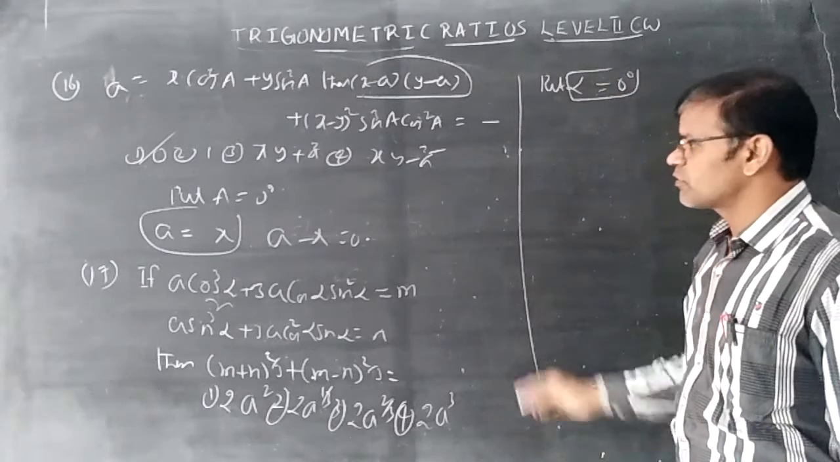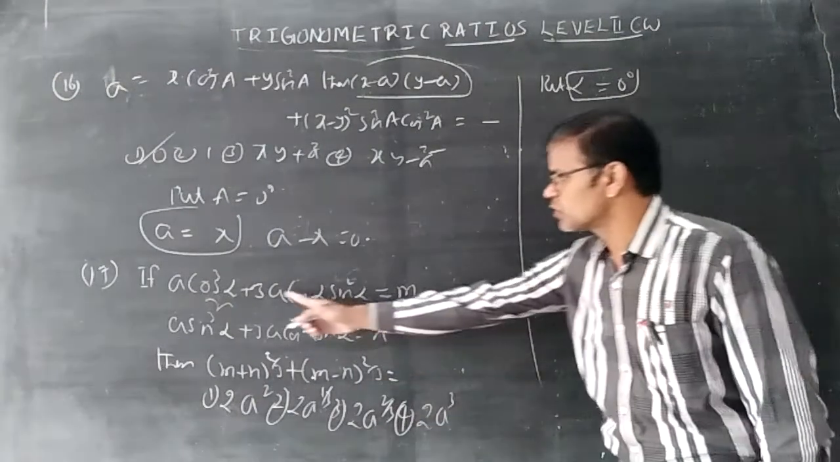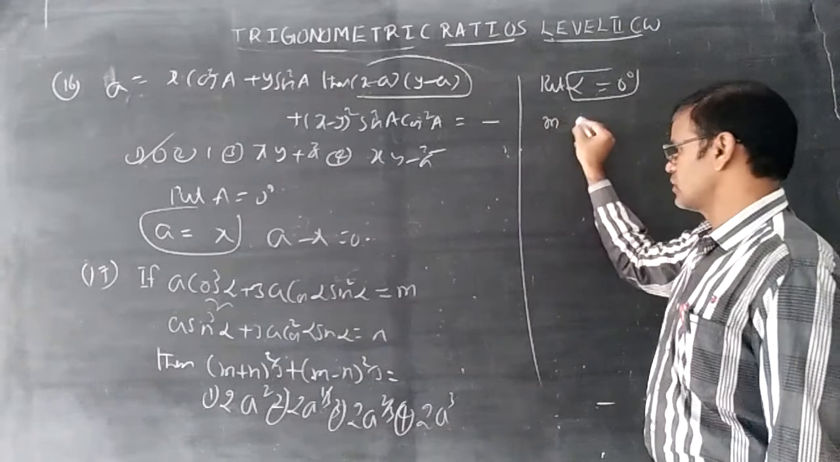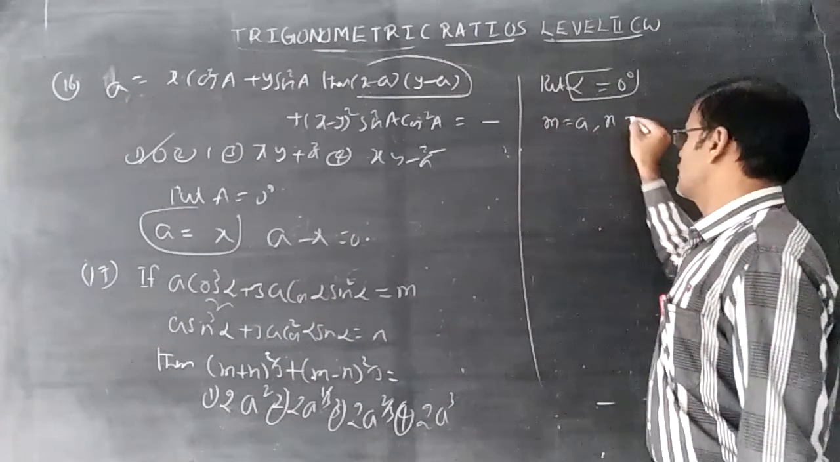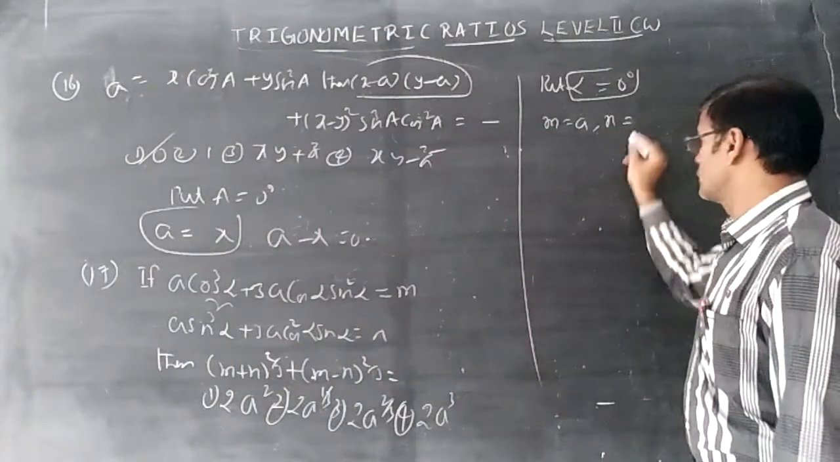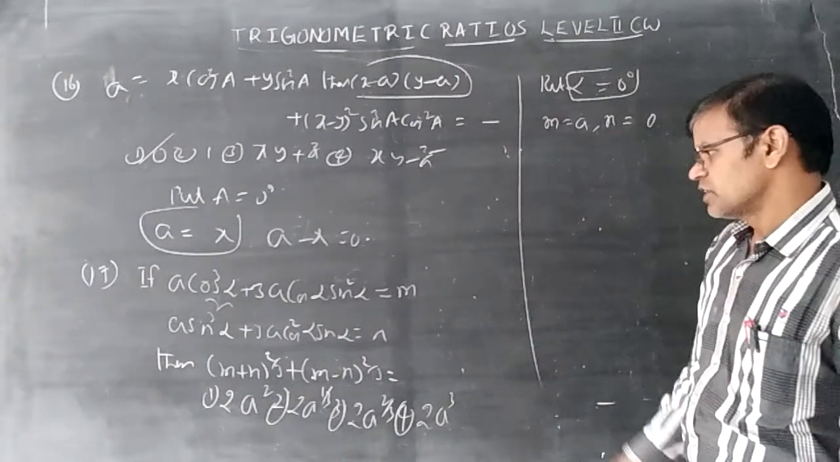Students, you should remember the values. Cos 0 is 1, sin 0 is 0. So we have no need of this one. Simply m is equal to a we got. N is equal to sin 0, 0, cos 0, 0. N is equal to 0. Now what is asked? M plus n.